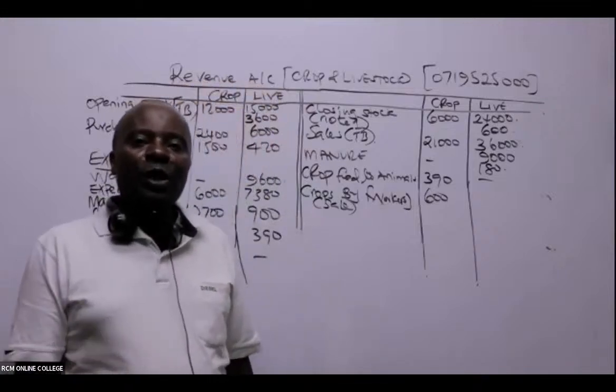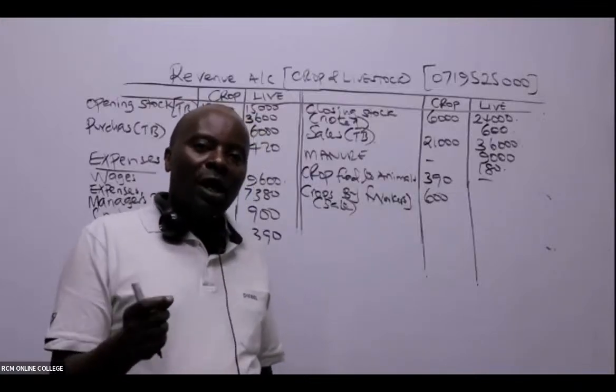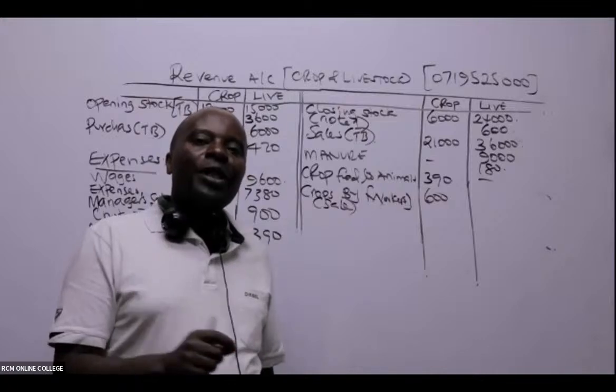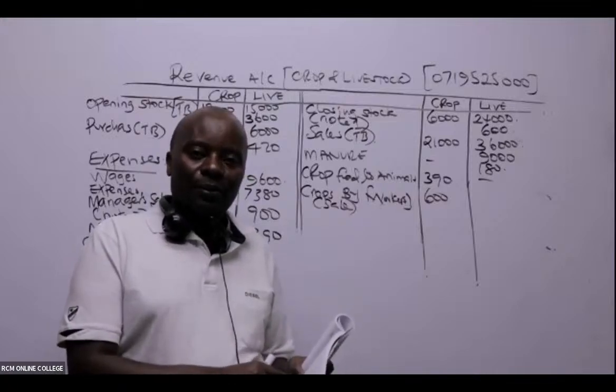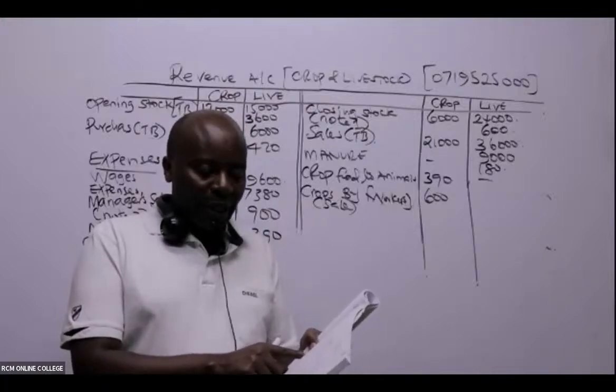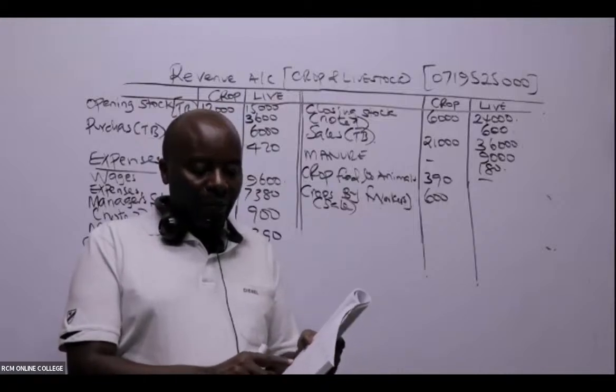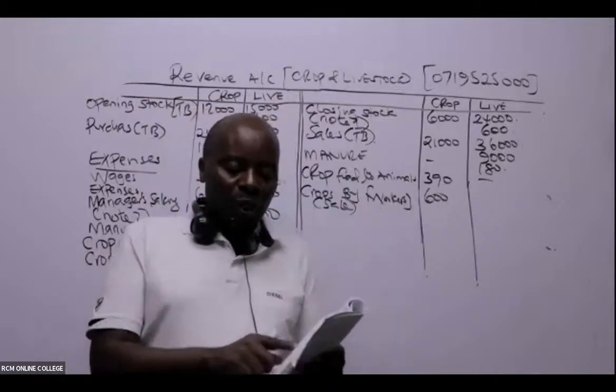It's only unfortunate that they haven't told us out of the 1,200 how much is for the livestock and how much is for the crop. So this is a general expenditure. And the general expenses will always go to number 2 of the requirement, where they want us to give them a general income statement. So this one here will not touch us there.